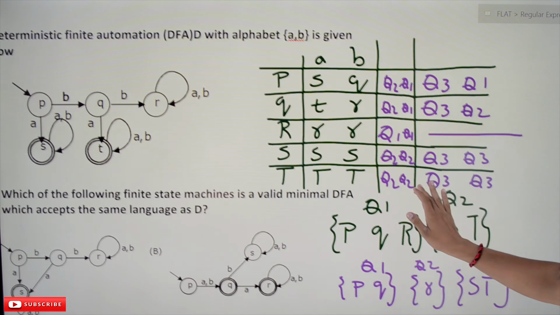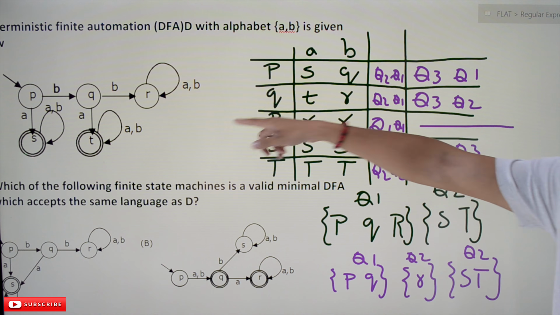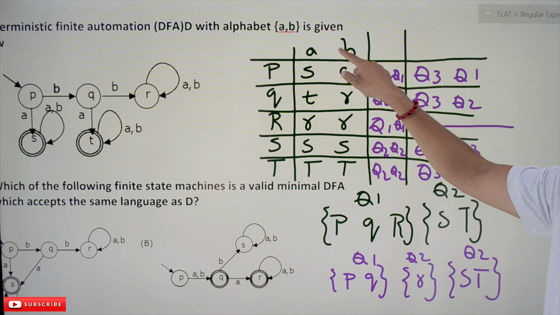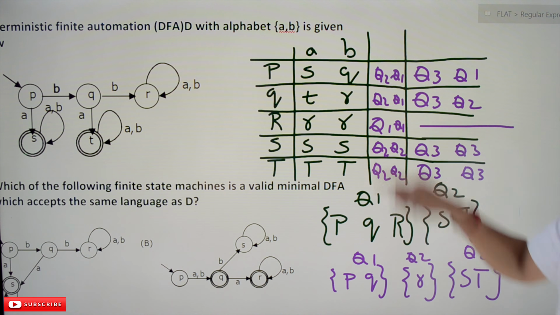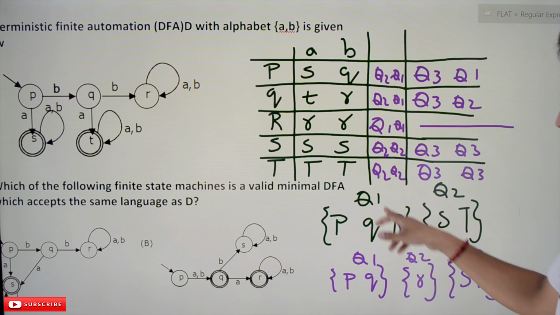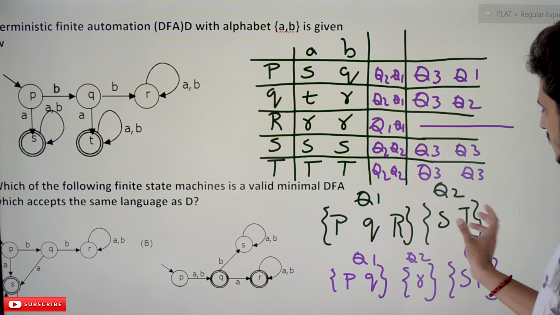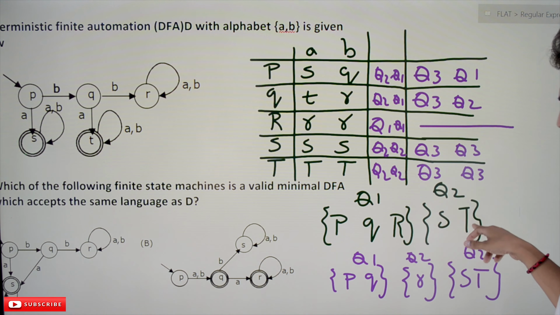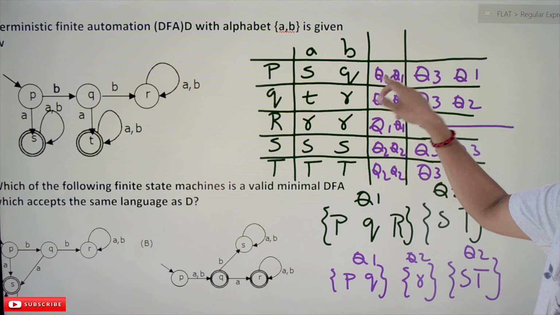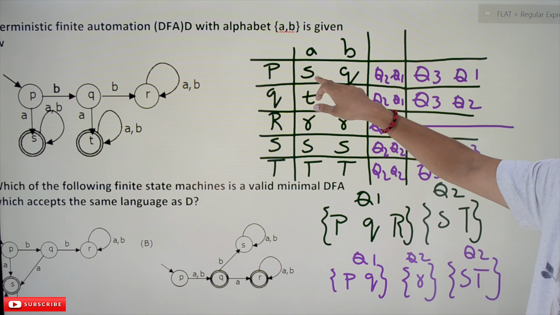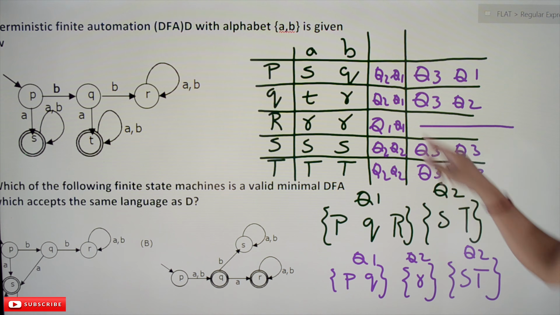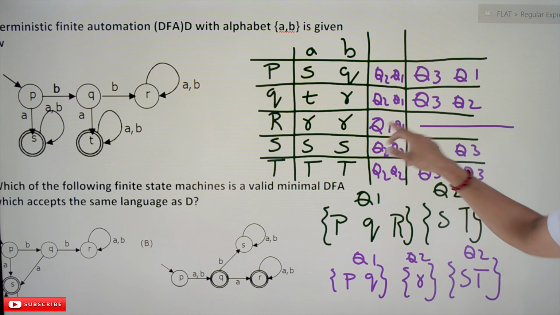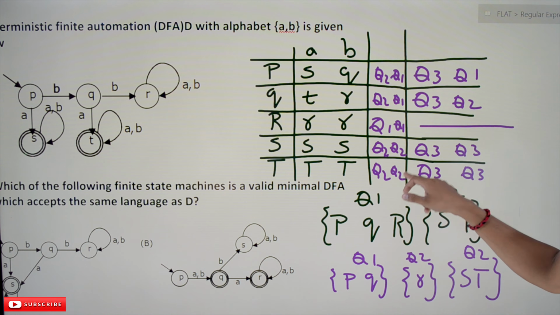So the transition table for this given DFA is this: P, A, B. If you see the input symbols A, B, these are the states. What's the minimization process? We have to take a set of non-final states and a set of final states. Q1 is the set of non-final states, Q2 is the set of final states. We have to identify this. P, if you apply A, we are moving to S. S belongs to Q2. So that's why Q2.